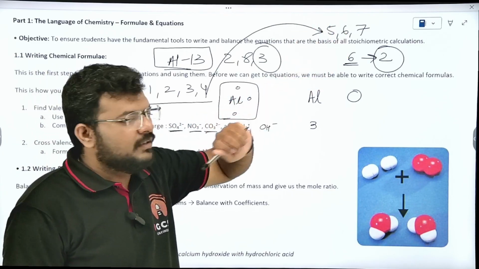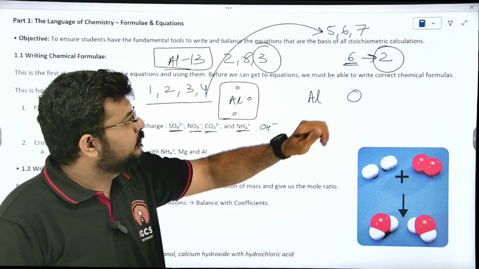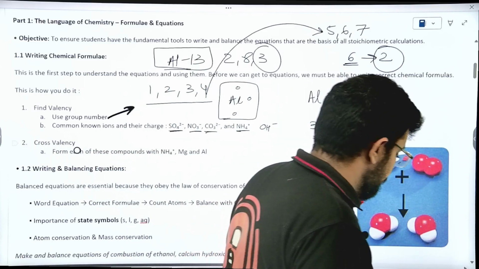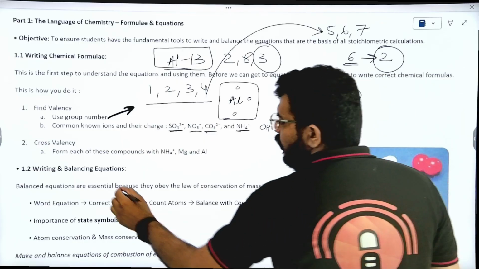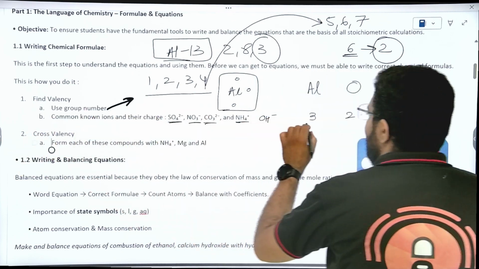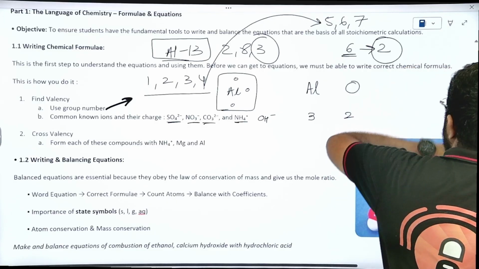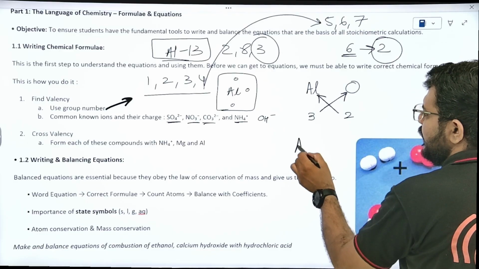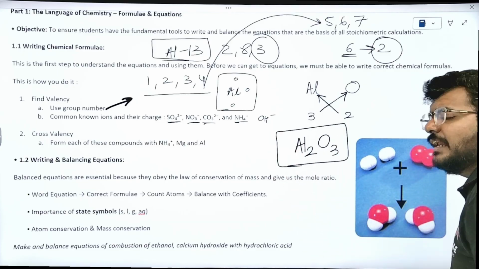8 minus 6, which is the number of electrons of oxygen, gives 2, right? So oxygen has a valency of 2. It has 6 electrons in its outermost shell. Now when I write this over here, what will I now do? I will now cross the valency. Okay, let's see how I cross the valency. I can simply cross multiply these two, and what will I get? I will get Al2O3. This is the formula of aluminium oxide.